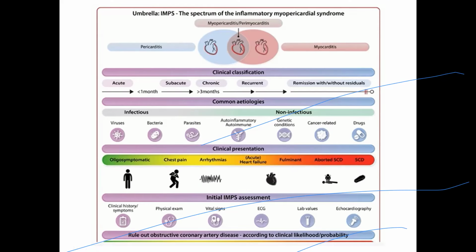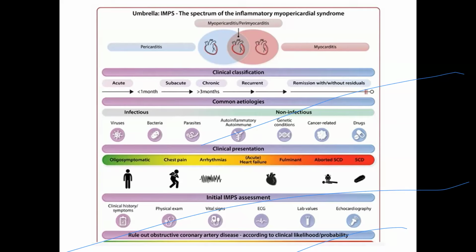The initial assessment of the IMPS that has been recommended by the ESC guidelines for all patients: you have to do clinical history and symptom assessment, physical examination, vital signs, ECG, lab values looking for inflammatory markers, and echocardiography. This is for all patients.